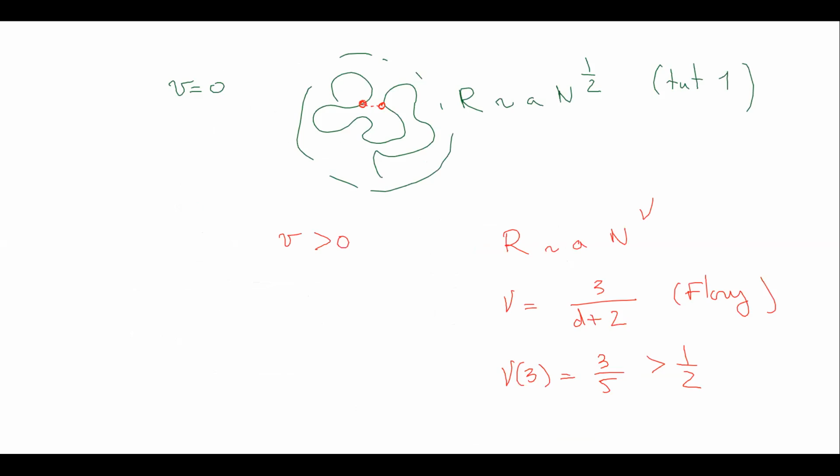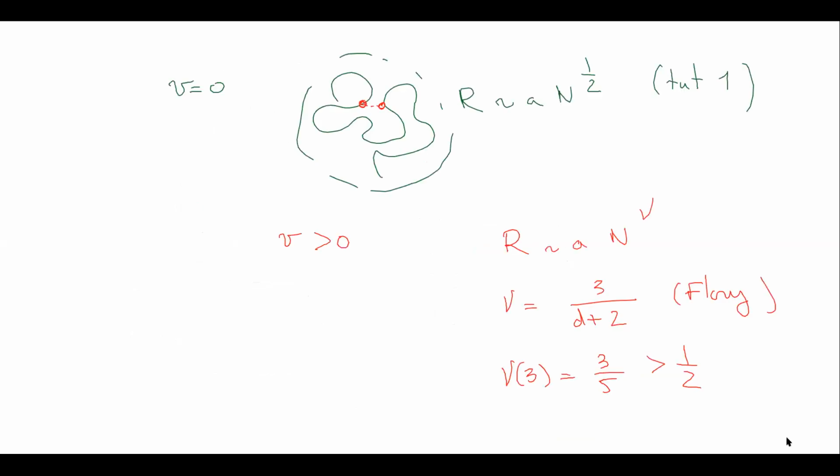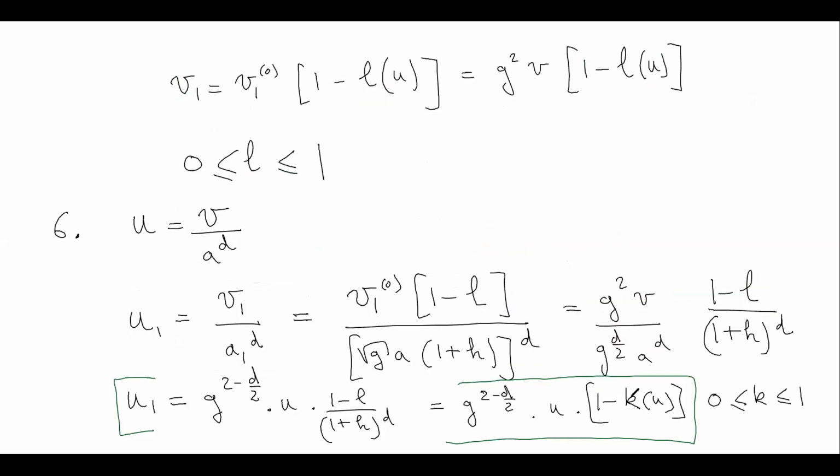So now we've identified the coupling constant, and of course you can easily find K by saying that 1 minus K is equal to 1 minus L over 1 plus H to the D. So there is a relation between K and L and H. You can find it easily.